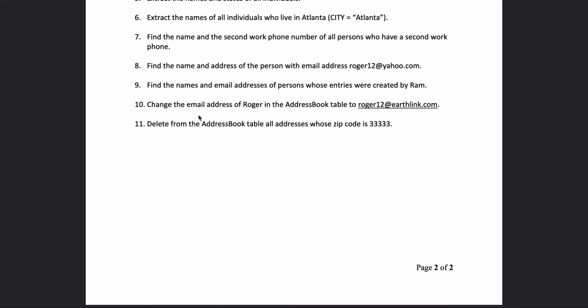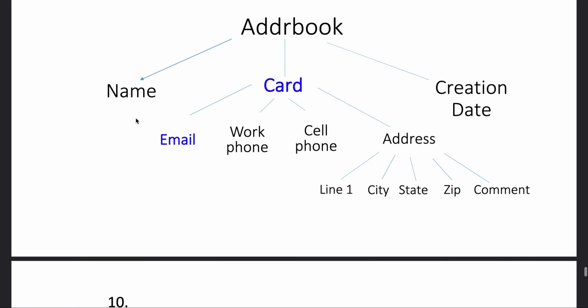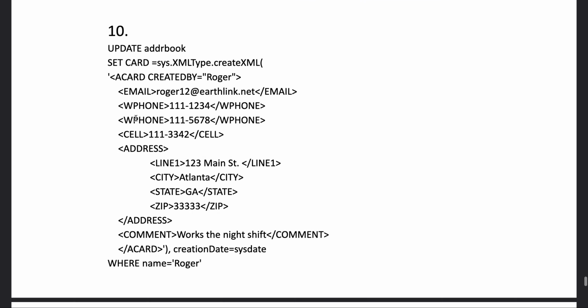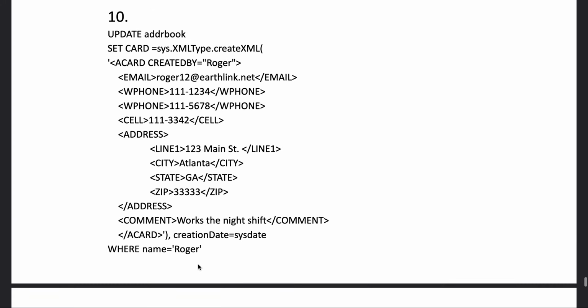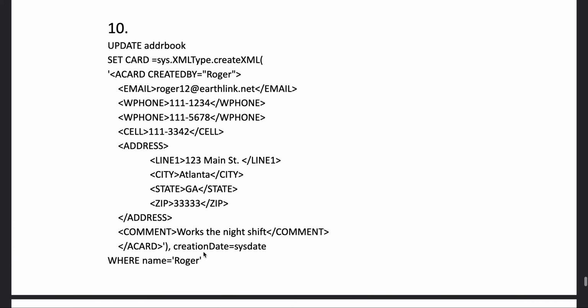Change the email address of Roger in the address book to roger12@earthlink.com. Let's see how we do that. Okay, so you say update address book set card equals sys.xmltype create XML, and then we basically create over the entire card. That's one way. So you're using the create XML option to make that adjustment in the system.